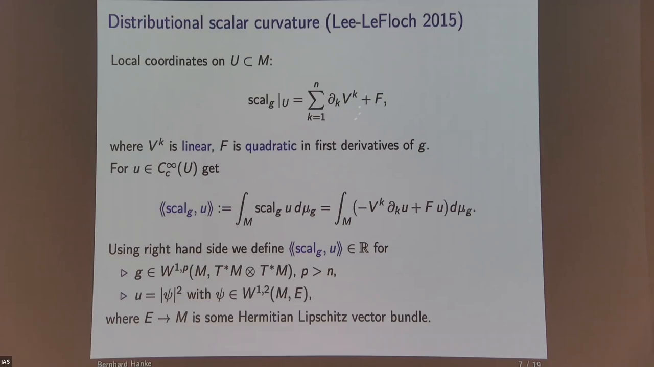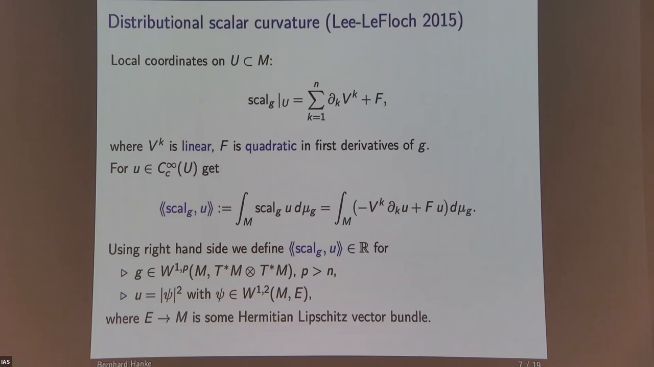The linear part can be pushed over to the other side by integration by parts, as usual. When we take a test function u and take the integral, we can put the partial derivative on the other side. In this way, we can define the scalar curvature in the distributional sense for metrics of this lower regularity, because then this term is still well defined. It can even be defined in this way using sections psi whose norm squared is L^2, or if psi is in W^{1,2}. This is important because these are the sections that we get later from the Atiyah-Singer index theorem in this lower regularity context.